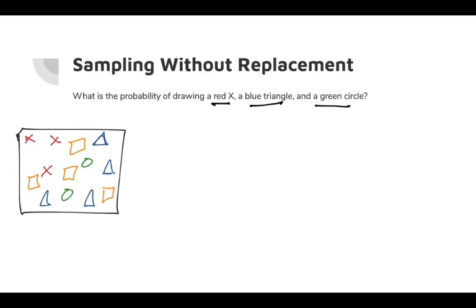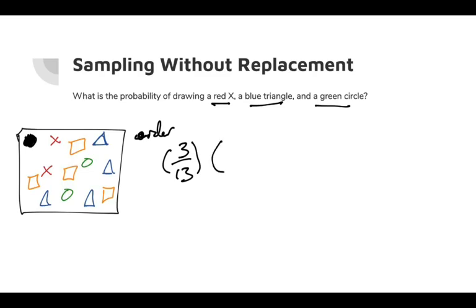Okay, so let's look at the first scenario where the order does matter. In that scenario, let's say I want to first reach in and draw a red X. So I have 3 out of 13 chances to reach in and draw out a red X, because there are still 13 things in there. And then I reached in and I drew out a red X. And so now one of those red X's is gone, okay?